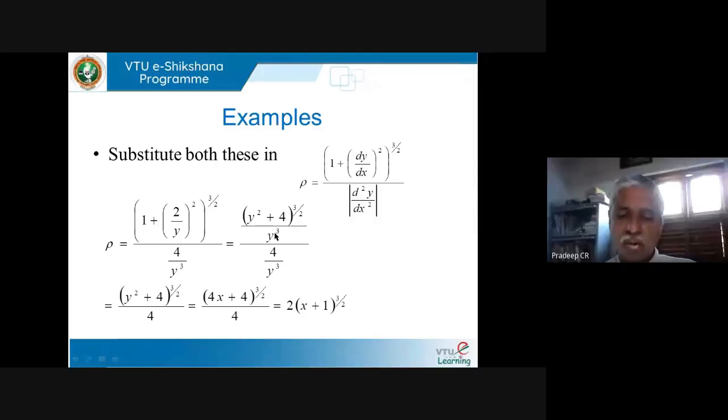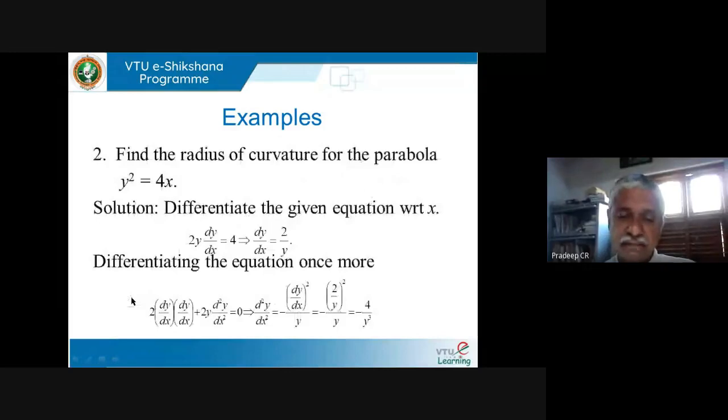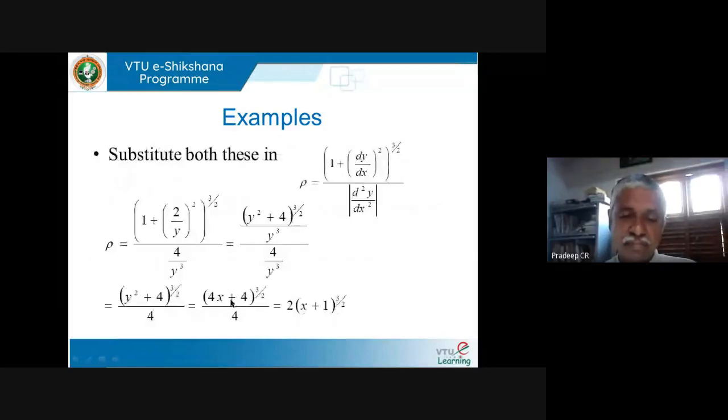And the denominator is mod of 4 by y cube, which is 4 by y cube. So y cubes get cancelled and I'm left with y square plus 4 by 4, whole to the power of 3 by 2. But y square is 4x. That's the given equation. Wherever I see y square, I can write it as 4x. So I'll write 4x plus 4 by 4, this whole to the power of 3 by 2.